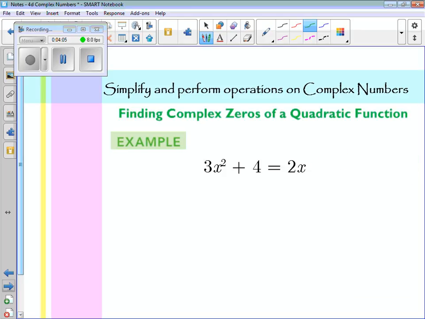Moving on. Now we're going to move into solving quadratics. We have 3x squared plus 4 equals 2x. To solve these, we need to get it into the quadratic equation form. We make it equal 0. Always make it equal 0 when you have a quadratic and you're trying to solve it. To make it equal 0, the easiest way is to subtract 2x.